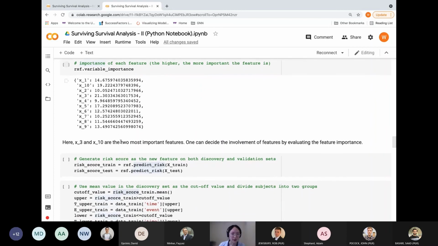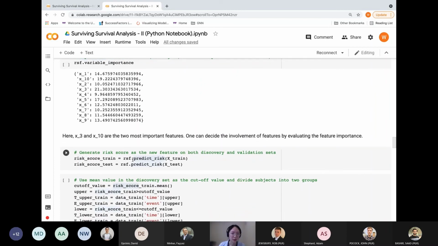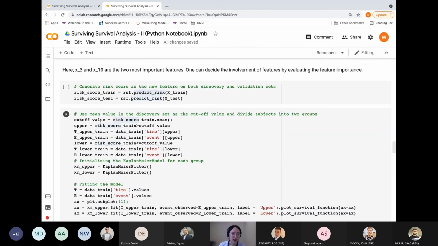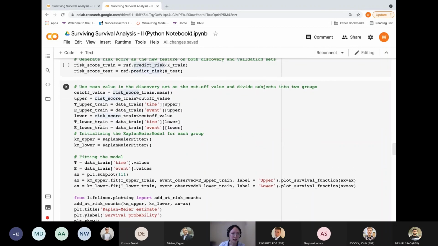Okay, so after we get this fitted model, we can calculate this output risk by calling this predict risk method. We can run it on both the training and the test data set. Then we get a new feature, which is this risk score. Then, as Fayyaz said, and as we also talked about in the last notebook, we can take the mean value of this risk score in the training data set as this cutoff value. And then we can divide this training set into two parts based on this cutoff value.